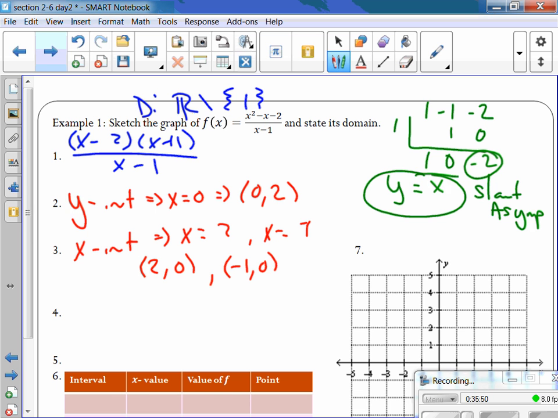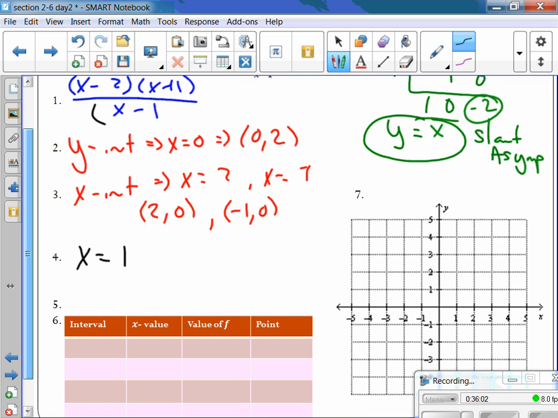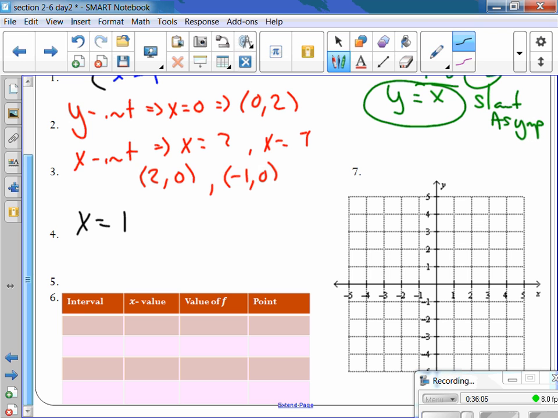And then if we plot all this wonderful stuff, we have a slant asymptote at y equals x. We have a vertical asymptote at x equals 1. And then our points: y-intercept is 0, 2, and 2, 0, and -1, 0. And we come up with a graph like this. Again, this one we didn't really need to find those extra points, but sometimes it is helpful. Questions, folks?